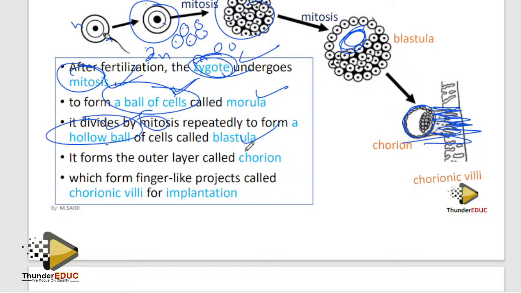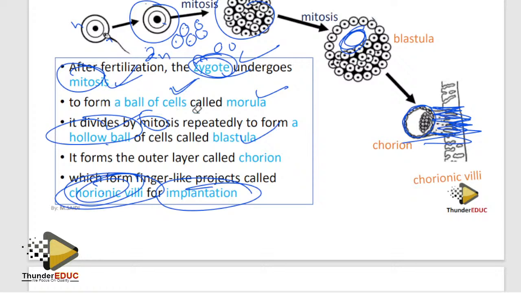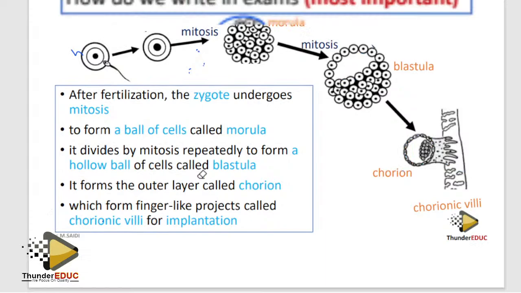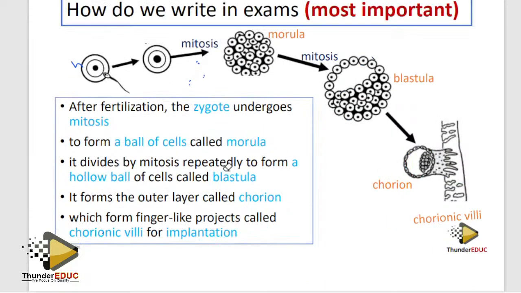That's exact. Finger-like projections. How do you call those finger-like projections? Chorionic villi. What is it for? Implantation. Simple. Guys, don't go to the paper when you don't know this. I'm saying this as if it is a secret. Please make sure I know it. Anyway, let's go to the next one.